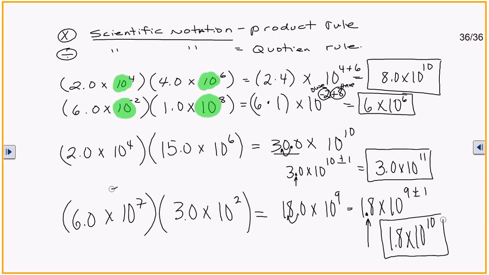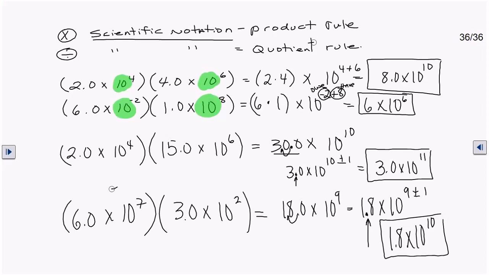So those of you that stopped the video, if you got 3 times 10 to the 11th on the first try, then you're good. If you got 1.8 times 10 to the 10th on the first try, you're good. But if you got 10 to the 9th or 10 to the 8th, that means you've got some work to do. So let's do a quotient rule.